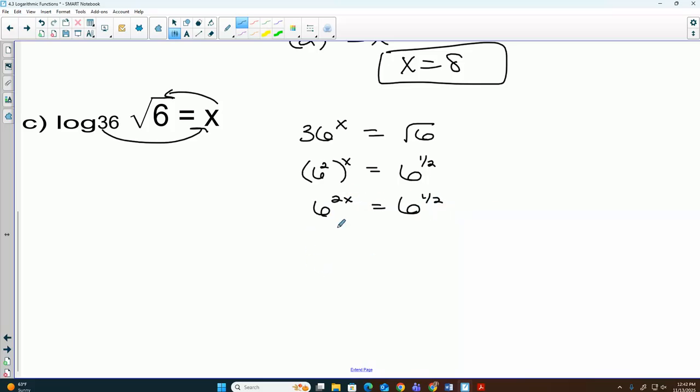Once you have the same base on each side, you can just set the exponents equal to one another. So 2x equals 1/2. Divide by 2. And x is 1/2.